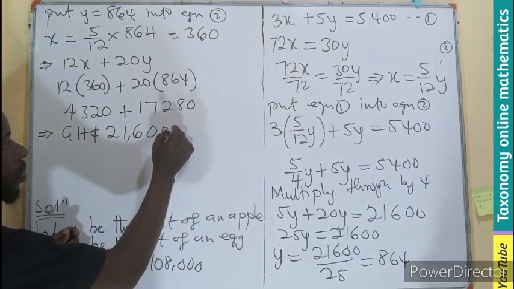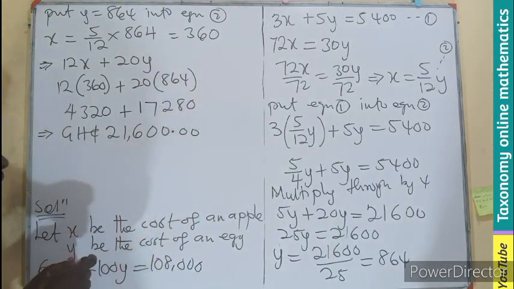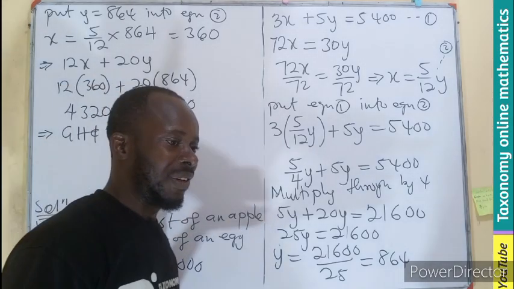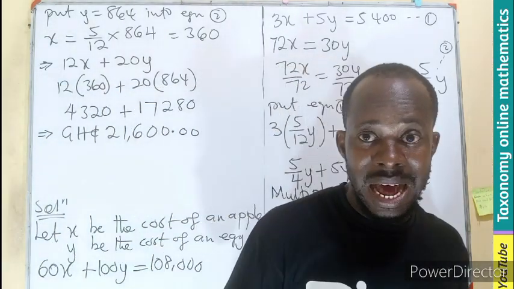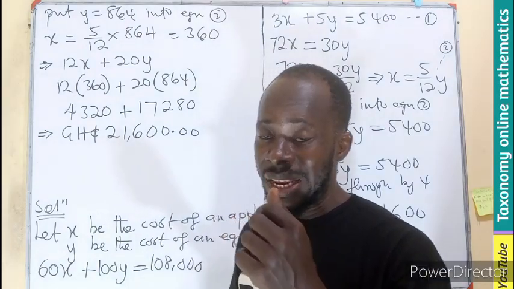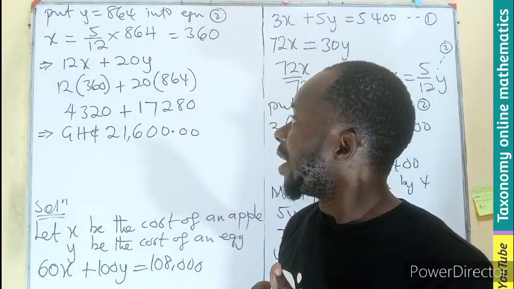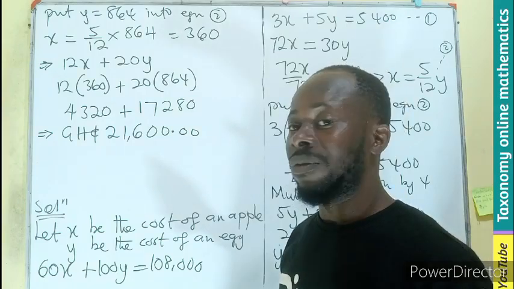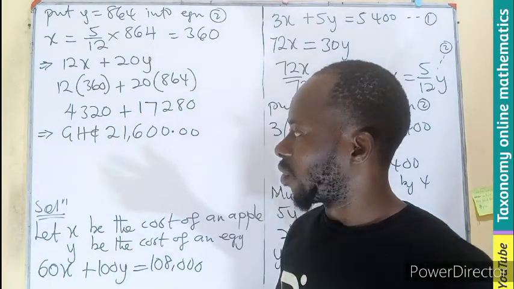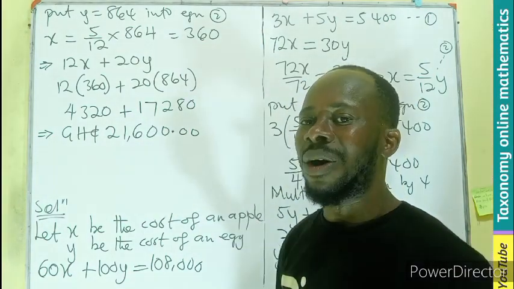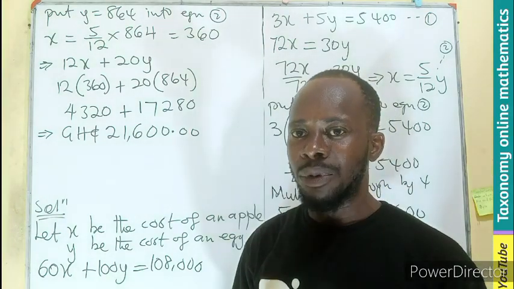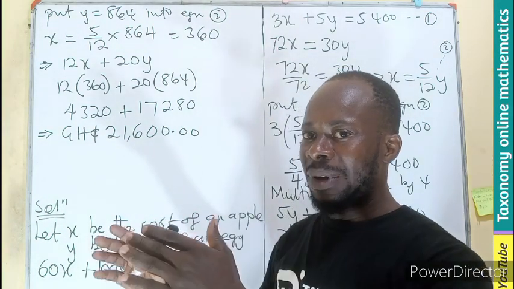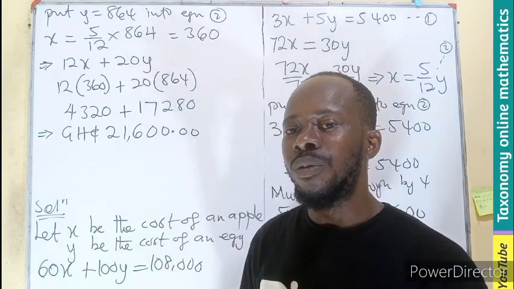Since we are dealing with money, we put 2 decimal places. So this is what the final answer will be in terms of finding the cost of 12 of the apples and 20 of the eggs. Add them together will give us 21,600. And I'm sure at this point, the steps leading to this are understood by you.